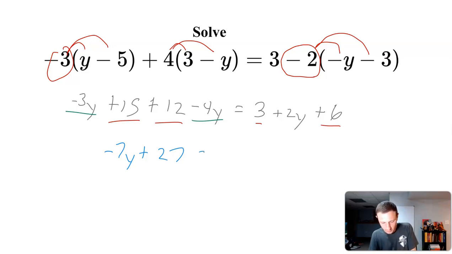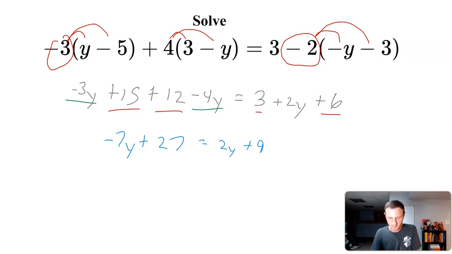So the left side's taken care of. Let's do the right side. We just had that 3 plus 6, which is 9. So I'm going to rewrite this as 2y plus 9.